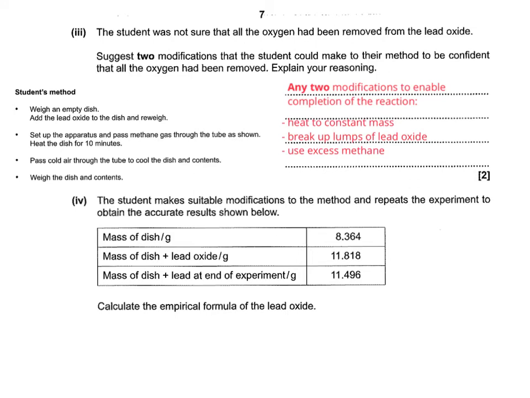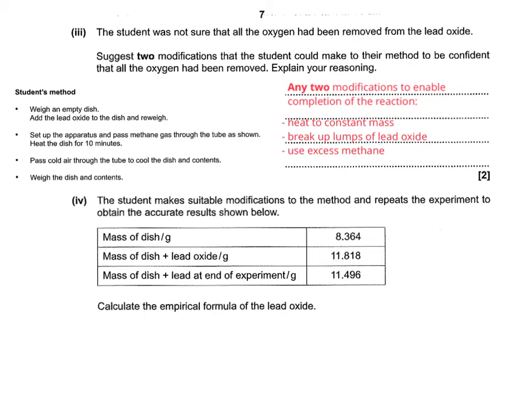So 3 obvious ones would be to heat to constant mass, to break up the lumps of lead oxide to improve its surface area and therefore the rate of reaction, or use excess methane to ensure a maximum amount of reduction.